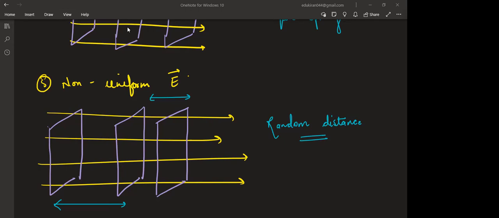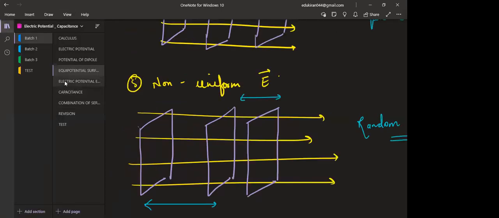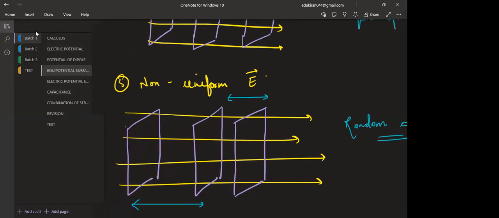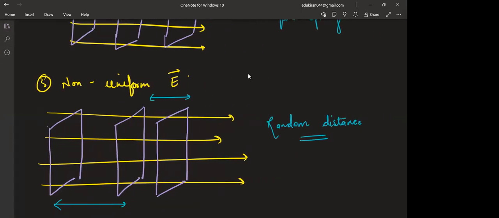Class, just wait for 5 minutes for your after class assessment. All right. So now I just need one more class to complete this electric potential energy part. Then the potential part will be over and we'll be left with just capacitance, and this lesson will also be over. Capacitance is also not a lengthy part. One more class I need for electric potential energy. Please wait, class. All right, just wait. Thank you so much, class. Thank you, ma'am.